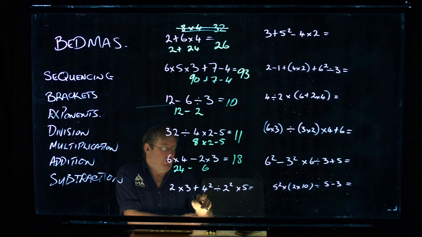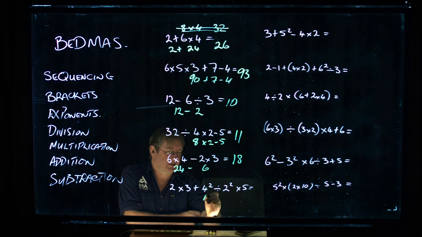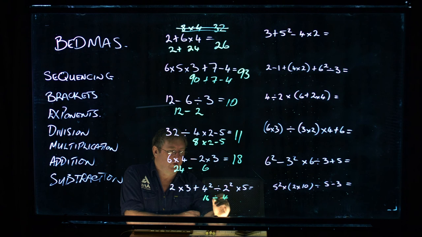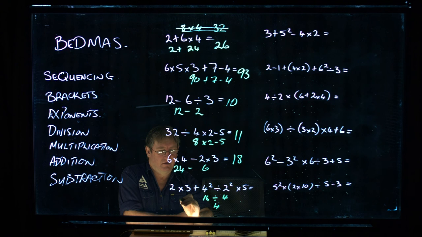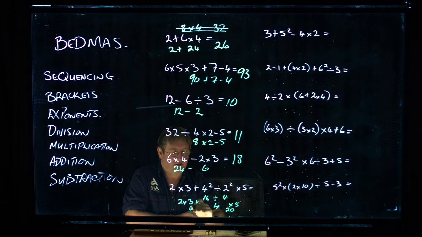So this one here, we've got some exponents in. We've got 4 squared and we've got 2 squared. So we need to do those first because they come higher up in the list. 4 times 4 is 16, divided by 2 times 2, which is 4. So at this point, we have 4. So now we've got 2 times 3 plus 4 times 5. So 4 times 5 is 20, and 2 times 3 is 6. So we've got 6 plus 20 equals 26.